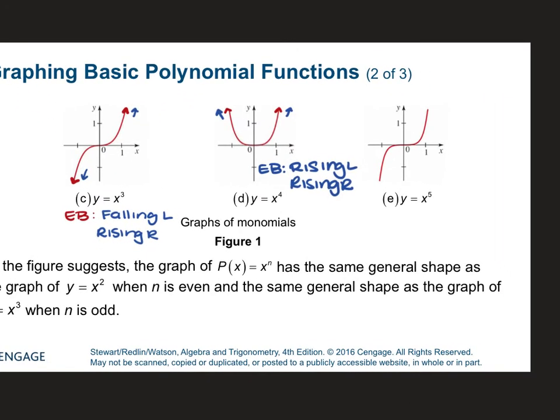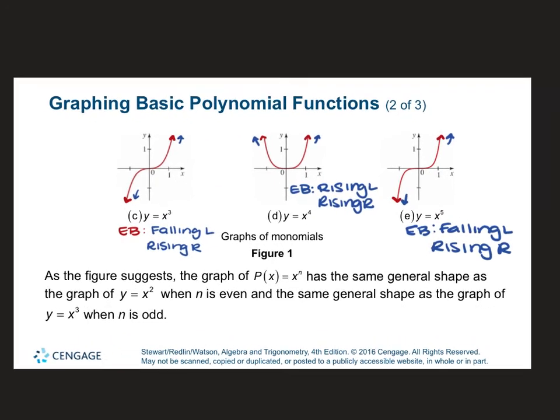For example E, we have y is equal to x to the 5th power. So again, we have that squiggly line. Again, one side goes up, one side goes down. If you look here for end behaviors, what happens as it goes to the left? It's falling. So you can say that it's falling left. What happens as it goes to the right? It's going up, so it's rising right.